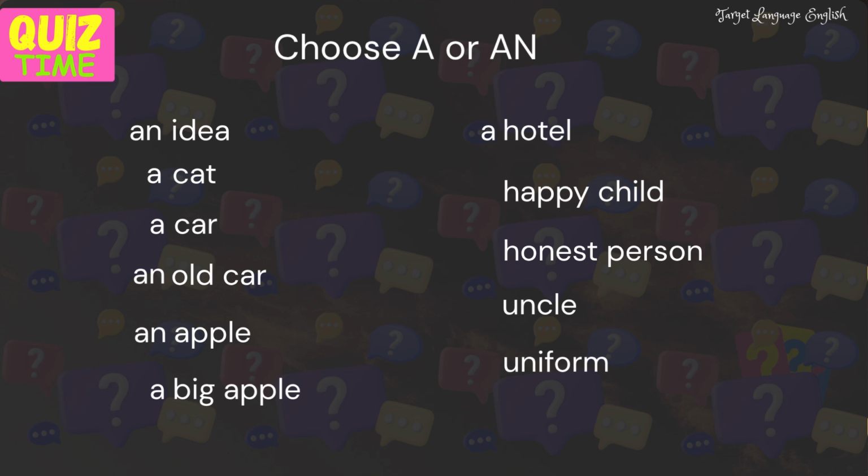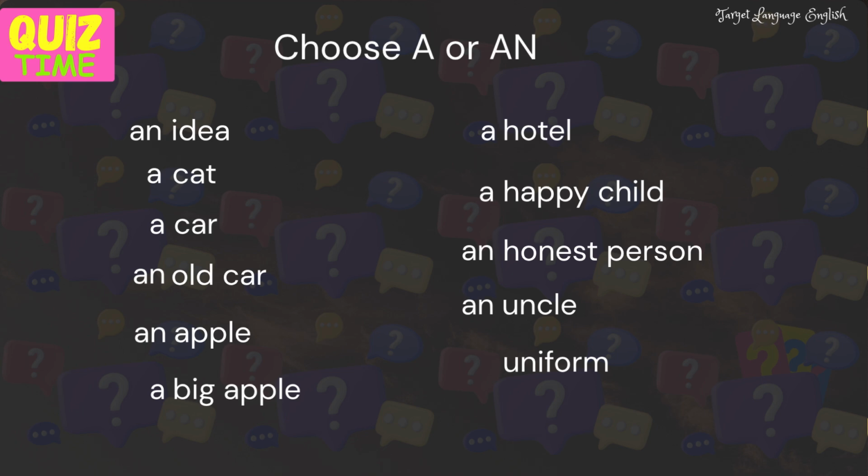A hotel. The word starts with a consonant sound, and of course we use a. A happy child. We have the same thing here. The word happy starts with a consonant, a happy child. An honest person. The H here is silent, and the word starts with a vowel, an honest person.